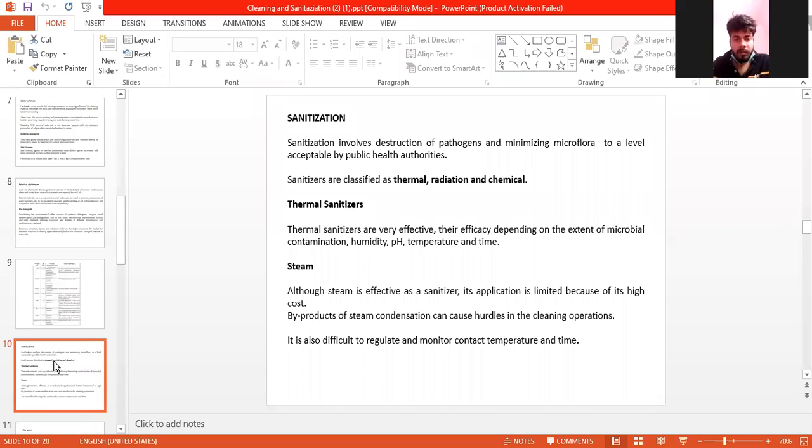Sanitation, we have already discussed, is classified into three categories: thermal, radiation, and chemical. And thermal and radiation methods are very effective.